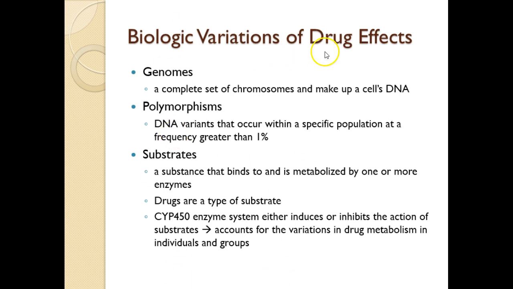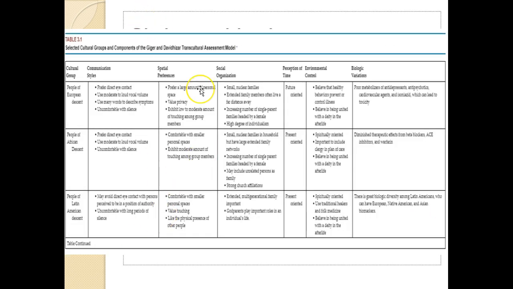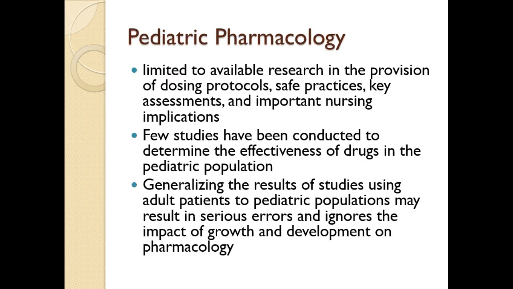So here are some terms you may want to understand. And again, as I said earlier, the CYP450 system, which is the liver enzyme system, is where most of the pharmacogenetics affects the drug response. And here's a table. You can find this in your book, table 3.1. It provides a picture of the different biologic variations for different races and cultures.